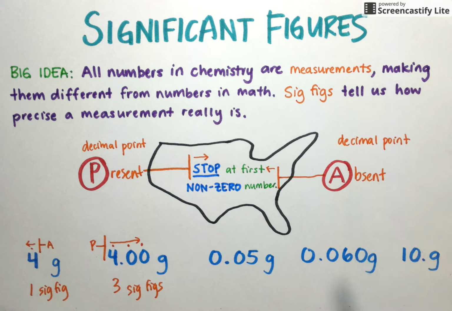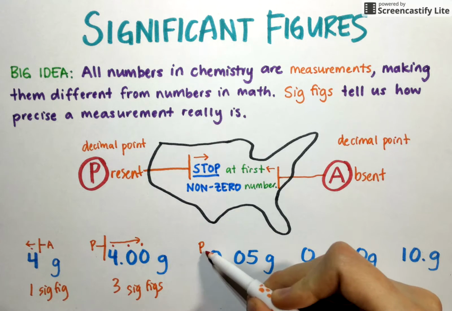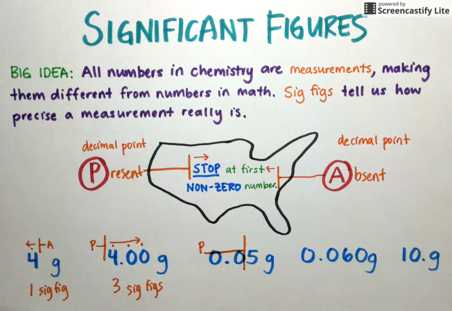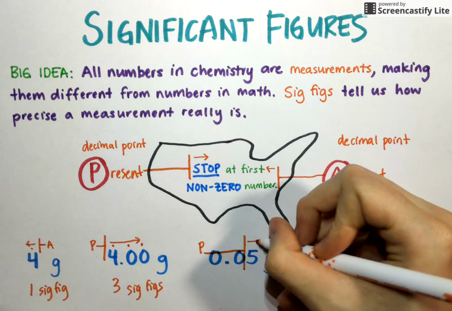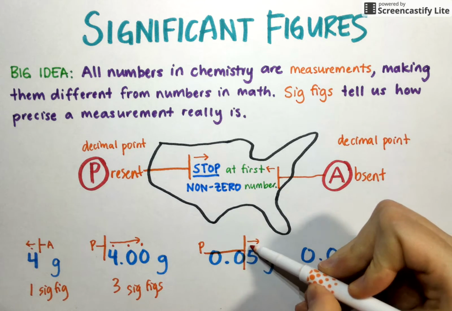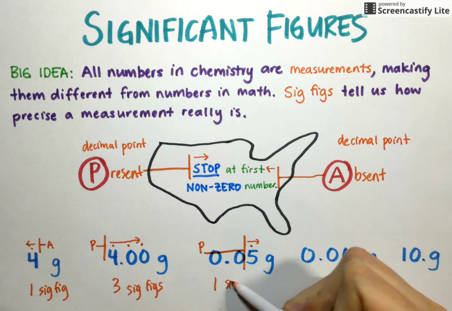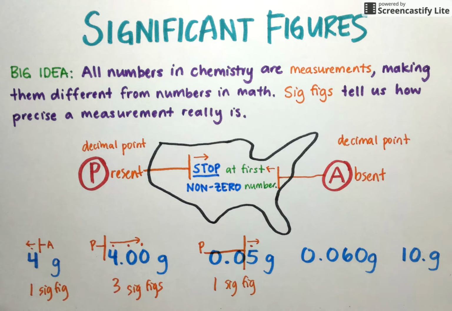Let's look at 0.05 grams. Again, I see a decimal point present, so I'm going to start from the left and cross off any zeros until I hit the first non-zero number. That means everything to the right is significant, but only this 5 is to the right. So this number only has 1 sig fig.